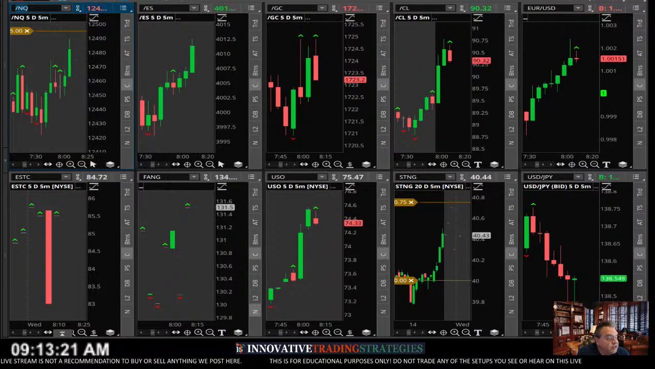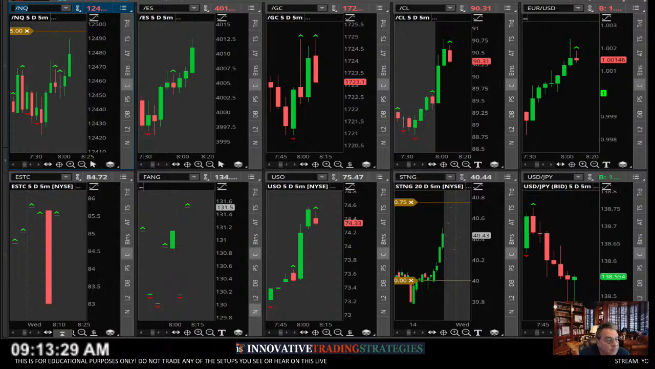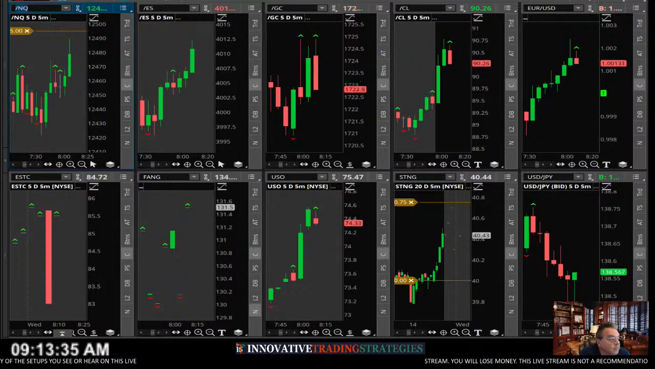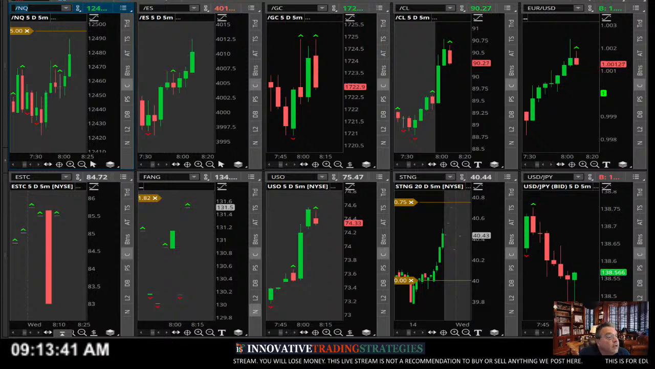All right, FANG is getting a buy as well. Getting a buy on FANG. Target on FANG is going to bring us up to 131.82. And we're going to get out and or reverse down here at 130.32.